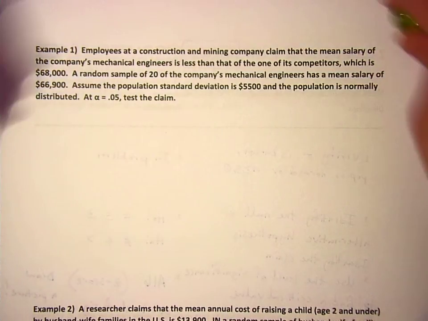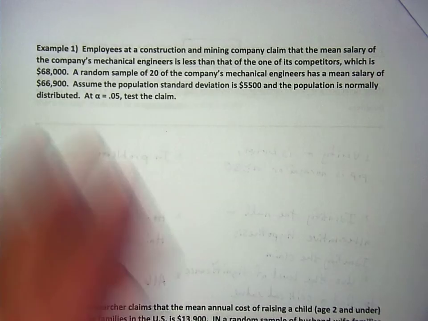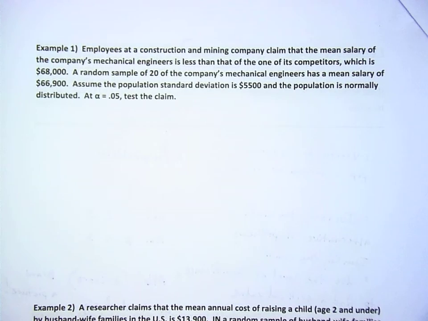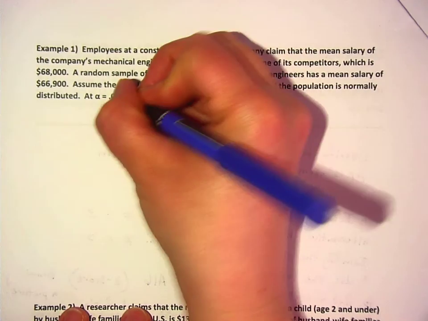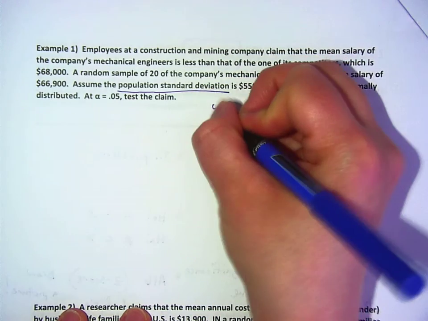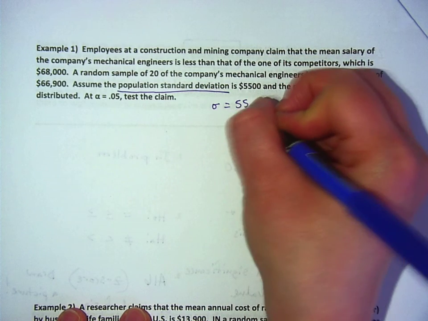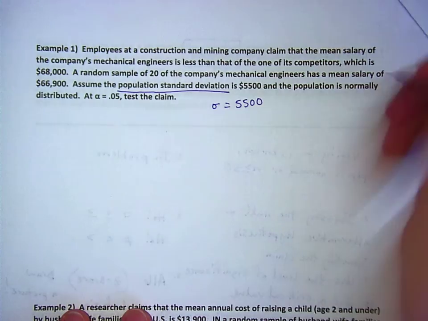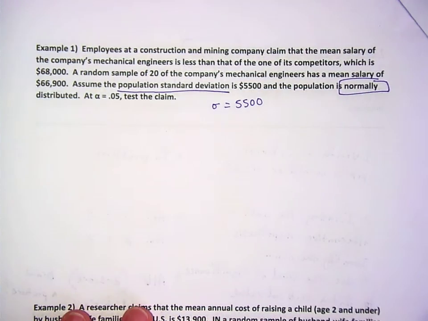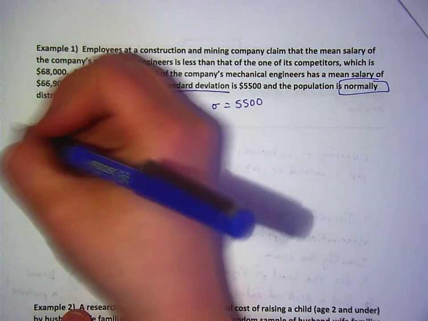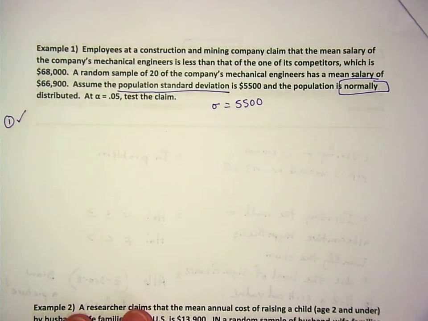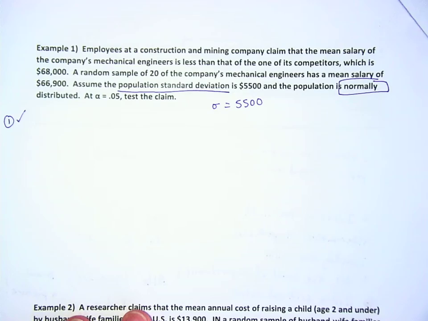Employees at a construction and mining company claim that the mean salary of the company's mechanical engineers is less than one of its competitors, which is $68,000. A random sample of 20 of the company's mechanical engineers has the mean salary of $66,900. Assume that the population standard deviation, do you see the words population standard deviation here? That's sigma. I'm going to write it down. Sigma is 5,500. And it says it's normal. So I'm just going to write step 1, check. We know that we have a sigma and that it's normal.